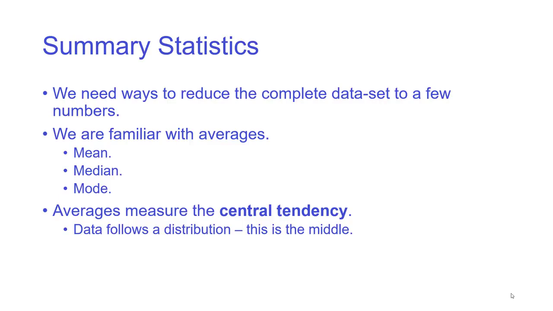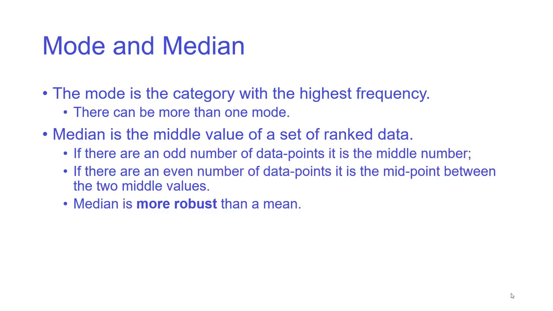Now, you're already familiar with some of these summary statistics, so you're familiar with averages such as the mean, median and mode. And averages are an example of what we call a measure of the central tendency. They say, where can I find my data along the number line? If data follows a distribution, and particularly if it's normally distributed, then that's going to be the middle of that distribution. Now, the mode, the least common of these particular averages, is the category with the highest frequency.